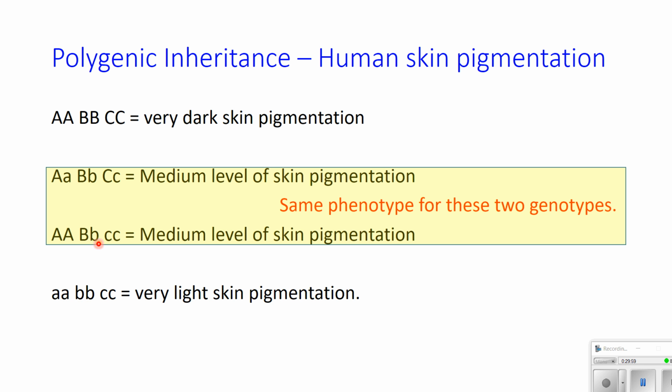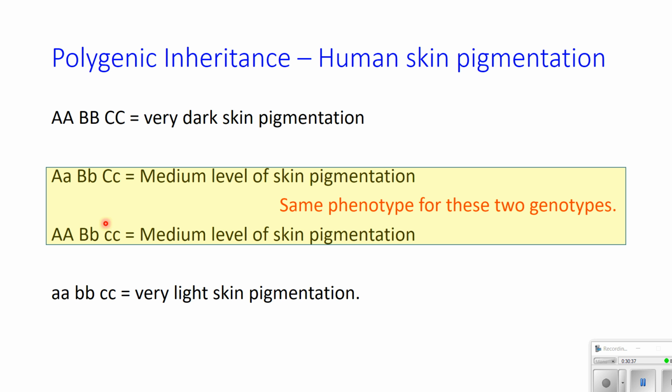And then most people on the earth are somewhere in between, right? So a person who has a mixture of dominant and recessive alleles is going to have a medium level of pigmentation. But notice also, it doesn't matter which alleles are dominant and which are recessive. So this person here has 1, 2, 3 dominant alleles and 3 recessive alleles. This person also has 3 of each, but it's not the same exact pattern, and yet the skin pigmentation level would be the same for these 2 individuals.